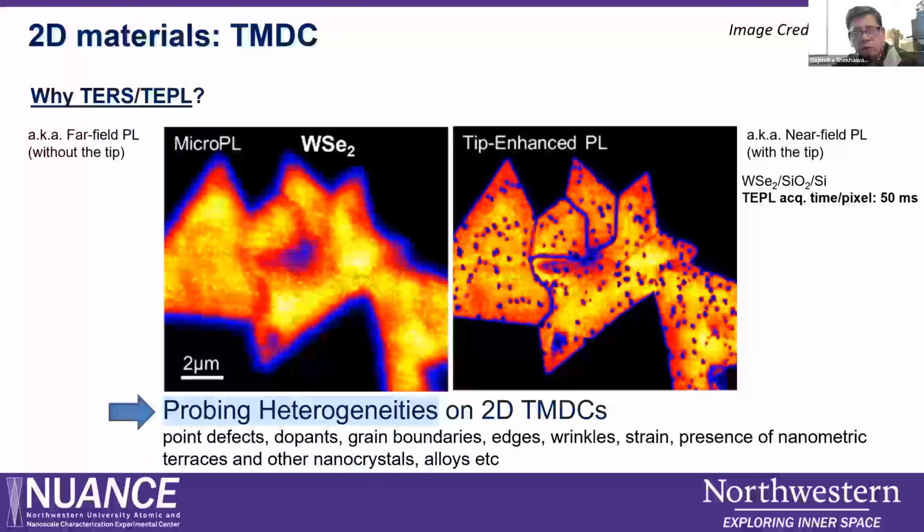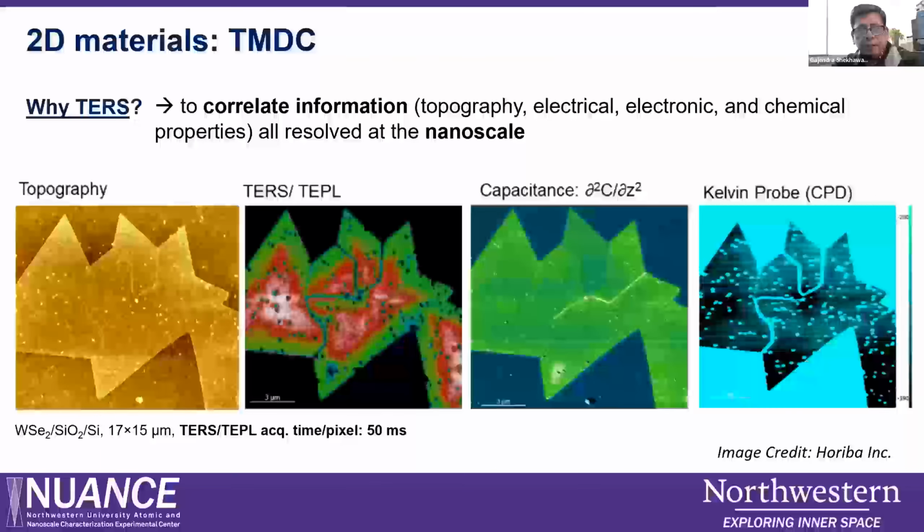So basically, you can probe dopants, grain boundaries, wrinkles, strain, and point defects in these crystals and materials. At the same time, the advantage is that you can do TERS spectroscopy, or you can do TERS-based PL. Along with the topography, you can also do Kelvin probe and capacitance microscopy. So basically, you can have multimodal imaging capabilities at the same time with the same probe and the same settings.